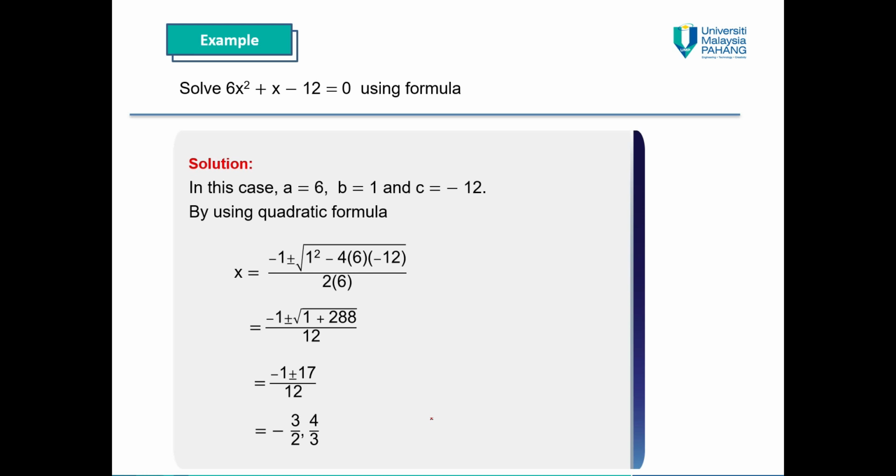Alright, so you can try this example as well and try to show that you are getting minus 3 over 2 and positive 4 over 3 as the answers by using the quadratic formula.